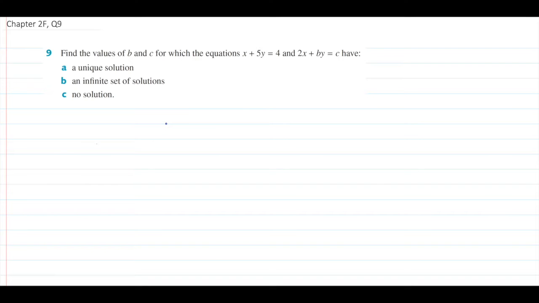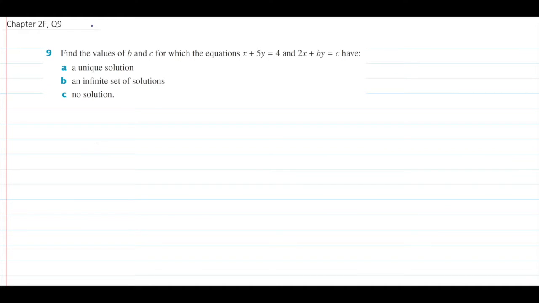Today we'll be going through a tutorial video on question 9 of chapter 2F. So if you watched the topic video last week, this is on your simultaneous equations, and specifically we're going to be talking through the 3 different types of simultaneous equations that you can get. So one where the pair of equations would give you a unique solution as its intersection. Second, will give you an infinite set of solutions, and third will give you no solution at all.